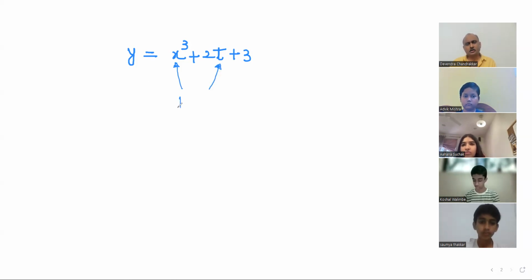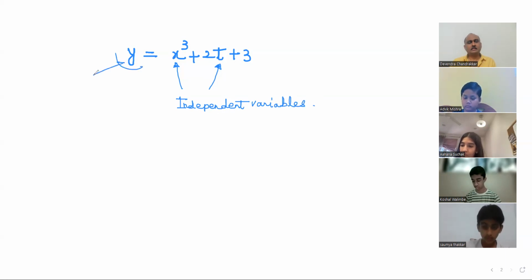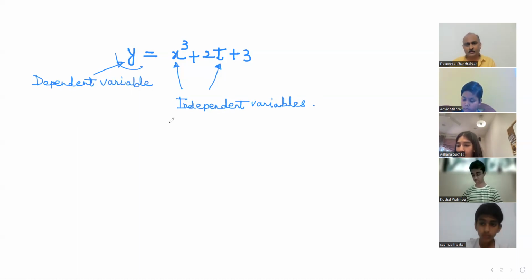So these are called independent variables. Amongst y, x and t, x and t are independent variables, right? And y is a dependent variable. Why is y a dependent variable? Because its value depends on the value of x and t you give, right?